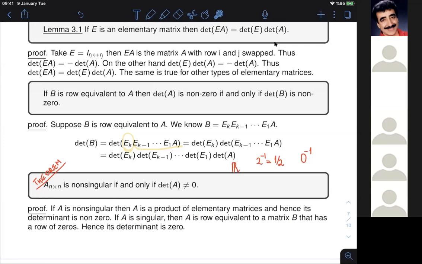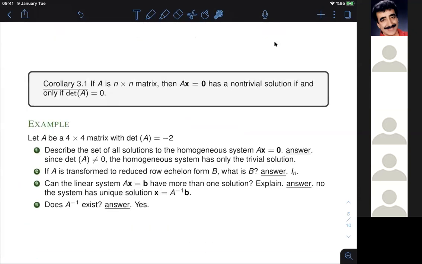On the other hand, if A is singular, we have seen some time ago that A is row equivalent to a matrix B which has a row of zeros. But a matrix which has a row of zeros has determinant 0. We talked about this, so its determinant must be 0. The important thing is not the proof; you can maybe forget about the proof. The important part is that only those matrices which have non-zero determinant have an inverse. Let me know if you have questions.